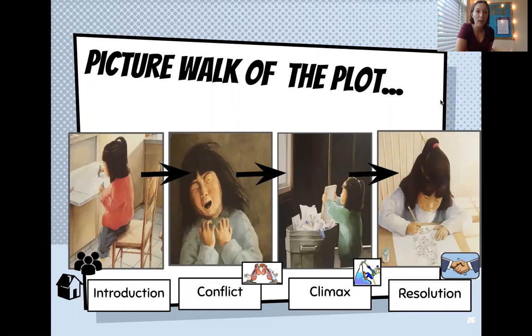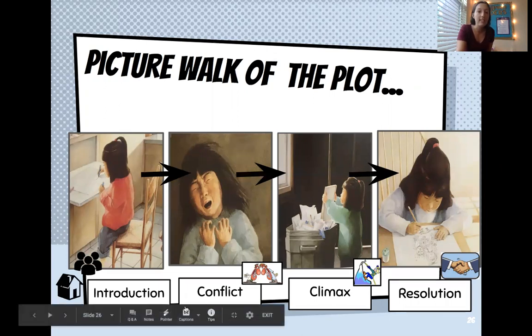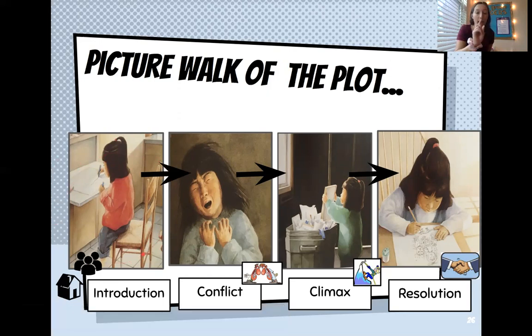We are going to take a quick picture walk of the plot. We know the plot is the different events that happen in a story. Our first event is in the introduction, which you see here in this first picture. In the introduction, or in the beginning of the story, we learn the setting and the characters. The setting is Emma's kitchen table with her rug, and Emma is our character. So we have our character Emma, and we have our setting at her kitchen table with her rug.